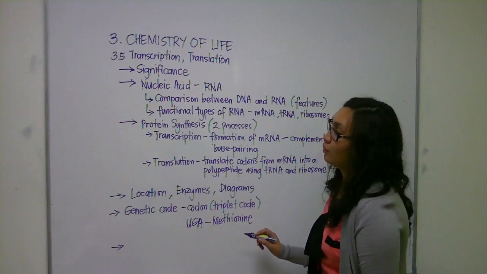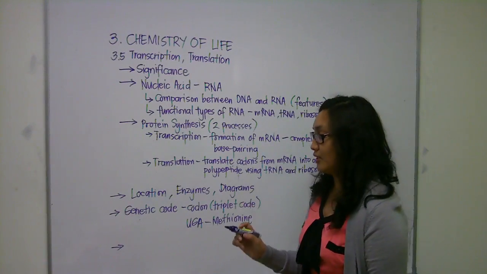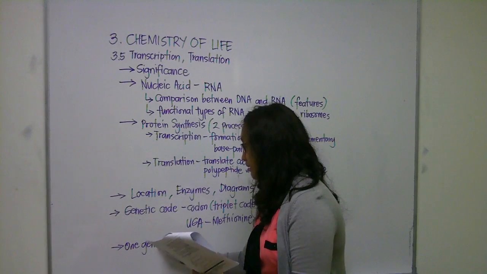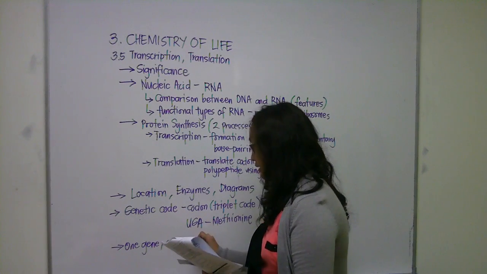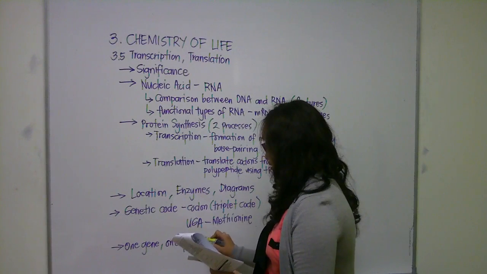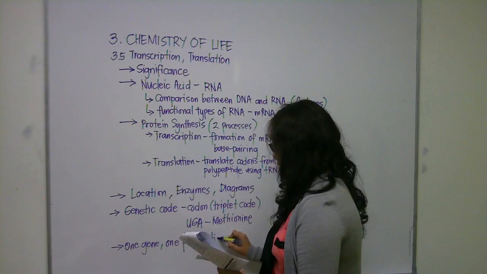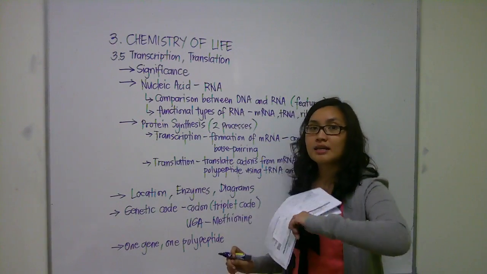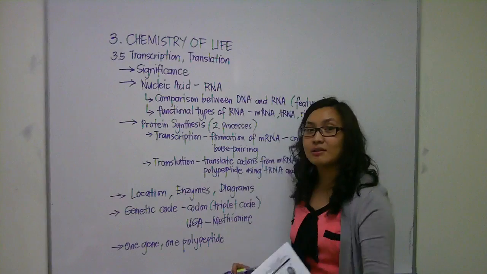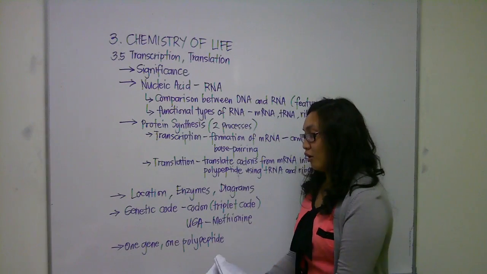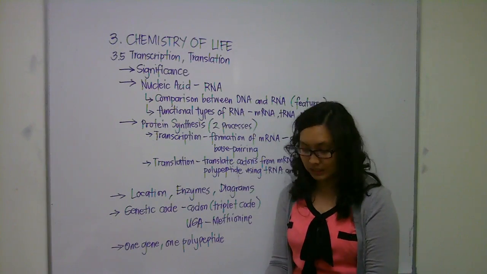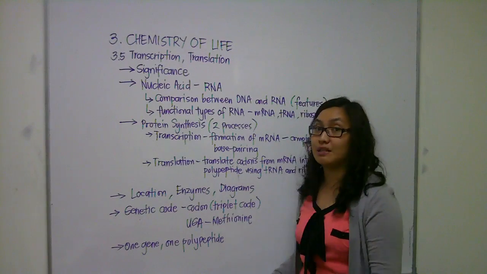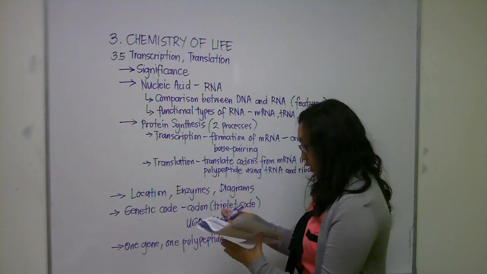Okay, so last but not the least, the last thing that is going to be discussed under transcription and translation is the one gene, one polypeptide hypothesis. Since the DNA holds several hundreds and thousands of bases, it can also contain several genes. And those genes will code for a specific polypeptide or a specific protein.